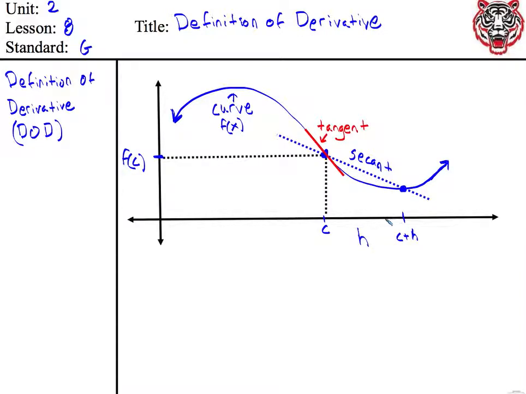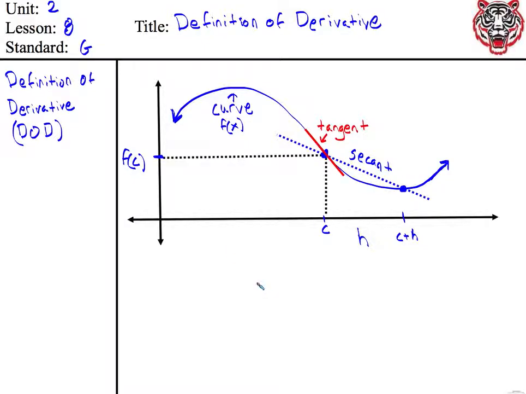If I drag this x coordinate over, this point moves along the curve until it gets closer and closer to this point. And eventually, the slope of the secant line will get closer and closer to the tangent line. Another way of saying that is, as h gets closer and closer to 0, the slope of the secant line gets closer and closer to the tangent, or f prime. This is the definition of f prime, the derivative. Can we write that below? I'm going to write that in formal notation below.